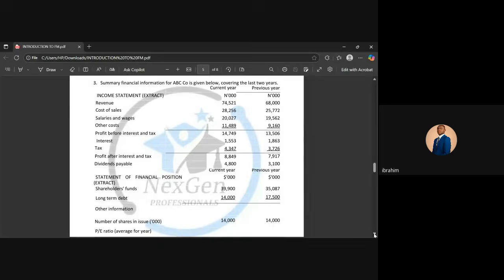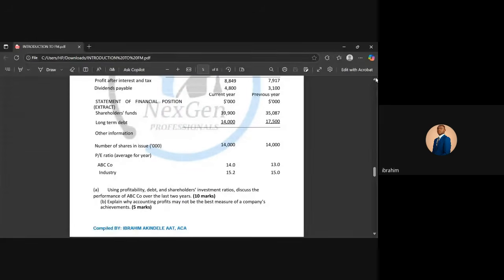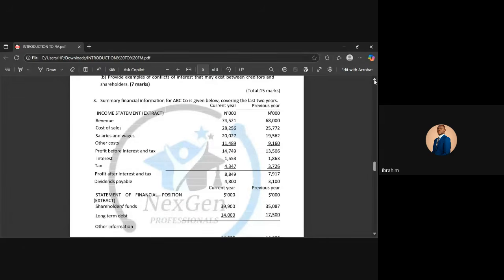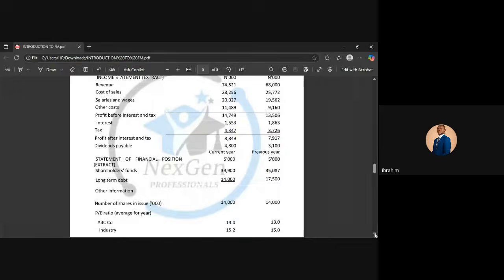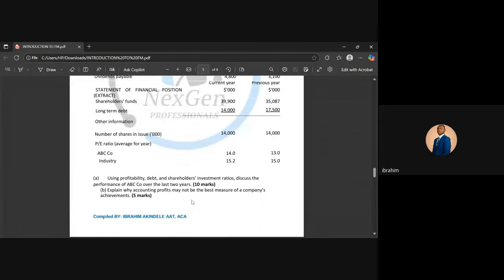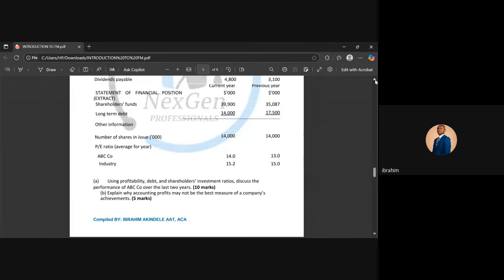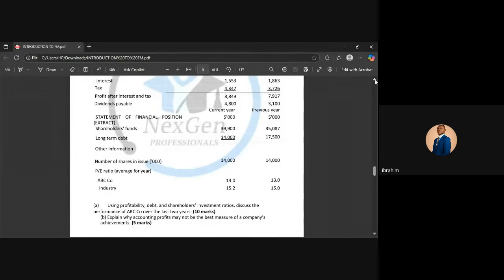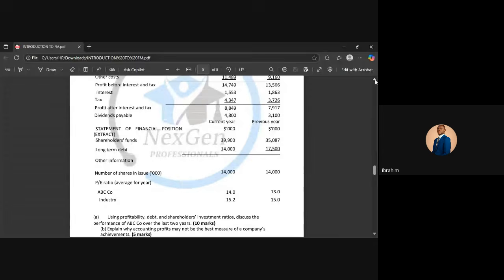Question three, right? Now, when you look at question three, the first thing you need to do is look at the required. Can you see? Using profitability, debt, shareholders investment ratio, discuss the performance of ABC Co over the last 2 years. So it's part of the objective. Now, there's an issue: discuss the performance using profitability, debt, shareholders investment ratio.